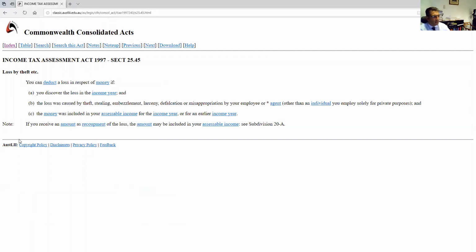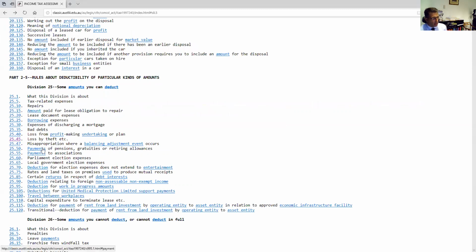25-45 is an interesting provision because you can deduct a loss in respect of money if you discover it in a particular income year and the loss was caused by theft, stealing, embezzlement, larceny, defalcation, or misappropriation by your employee or agent, and the money was included in your assessable income. So you're focusing again on accruals-based taxpayers, but you can see how that might impact, for example, a bank. Bank staff steal money, and it might result in an allowable deduction. So it's an interesting and unusual specific circumstance.